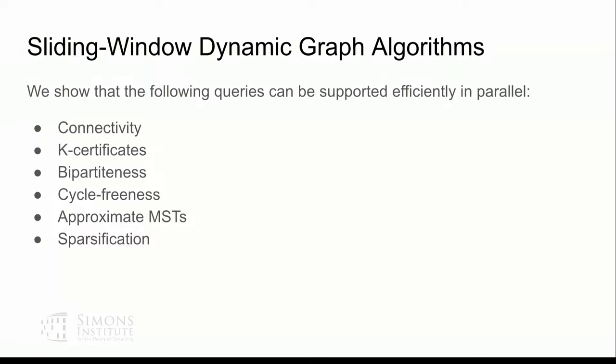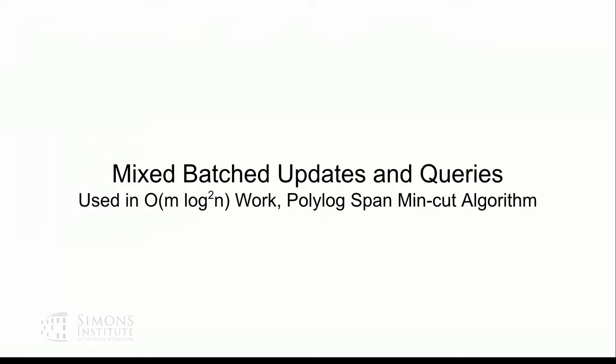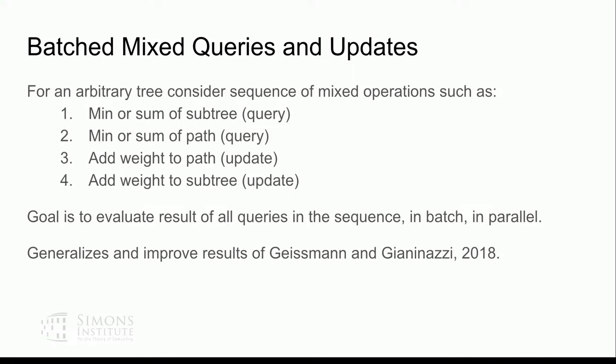Okay, now I wanted to talk about the batch. This is somehow more perplexing that this is even possible: the idea of mixed batches of updates and queries. So let's say I have two types of queries and two types of updates. It turns out that these are the sorts of queries and updates which are needed in many of the most efficient min-cut algorithms, the m log squared n type min-cut algorithms.